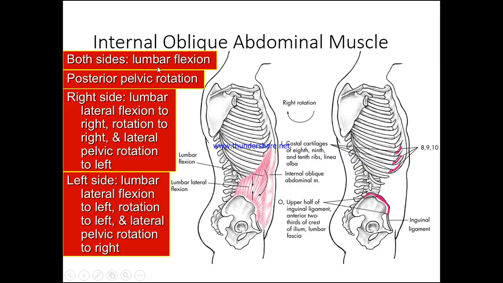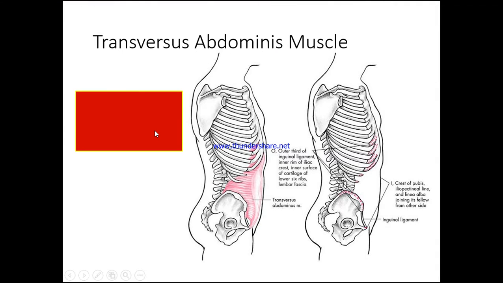The movements: both side lumbar flexion, posterior pelvic rotation. You have right side, which is lumbar lateral flexion to the right, rotation to the right, and lateral pelvic rotation to the left. You have the left side, which is lumbar lateral flexion to the left, rotation to the left, and lateral pelvic rotation to the right.